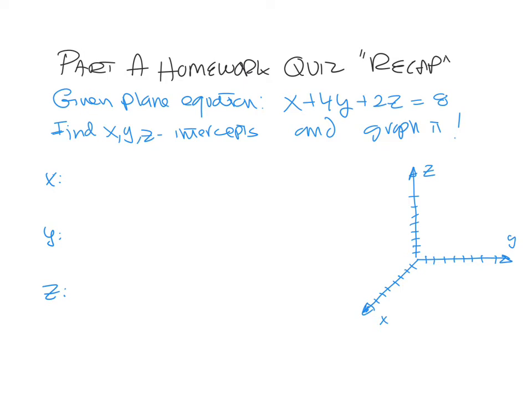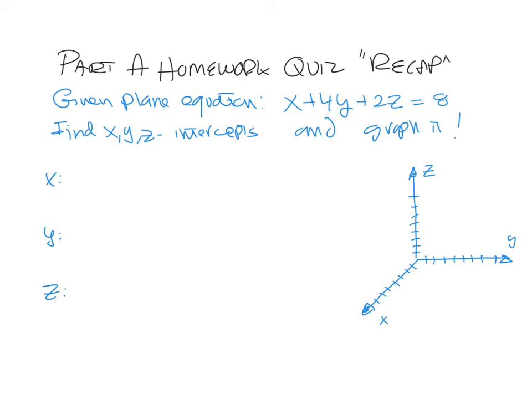So the question that I'm looking at here is, given the plane equation x plus 4y plus 2z equals 8, we want to find the x, y, and z intercepts and graph the plane in this three-dimensional grid. An equation like this is similar to what you would see in a linear equation. You could have, for example, x plus 4y equals 8. And to graph that, one of the ways to do it is to figure out where the graph crosses the x and y axes. And it's pretty straightforward.